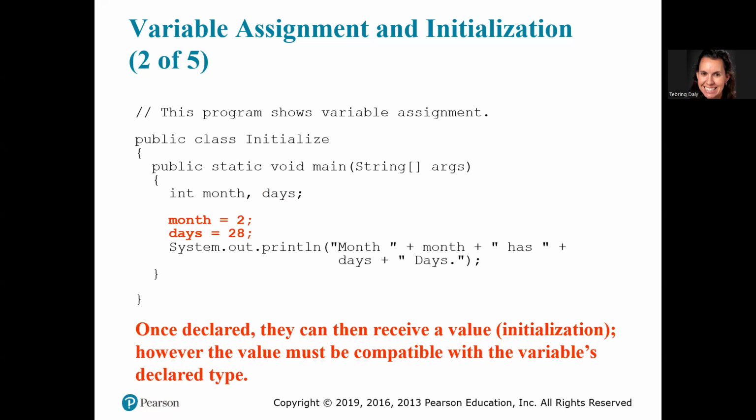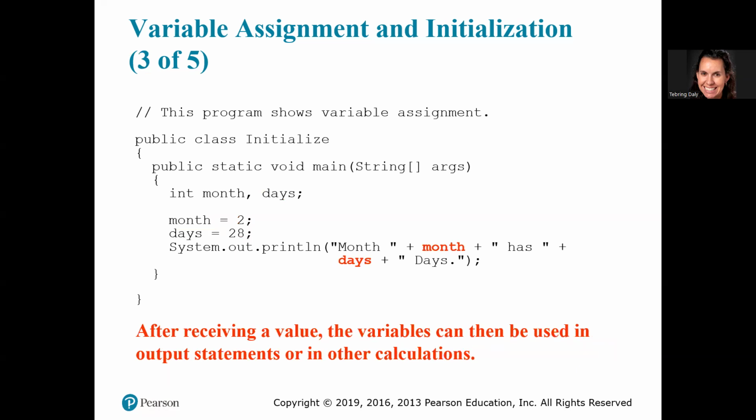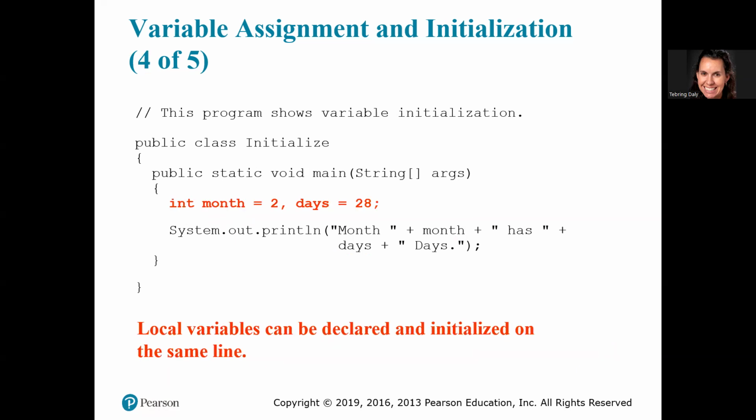Okay. So once you initialize, you can give a different value later. Like you say month is 2, but later you could say month is something else, right? Okay. And then you could just put it all together. So that's what we were talking about before. You could do the initialization with the declaration all in one line. Okay. Everybody good so far?